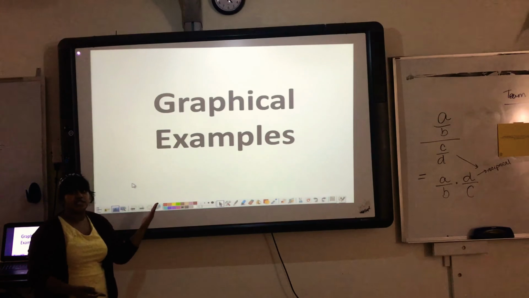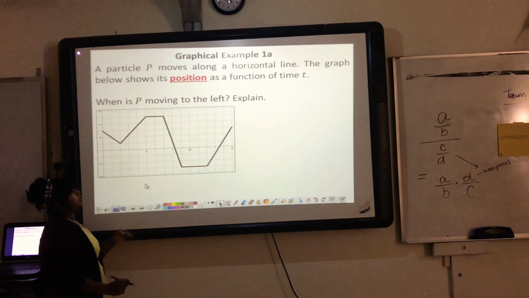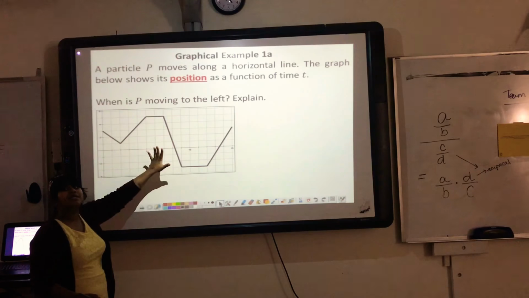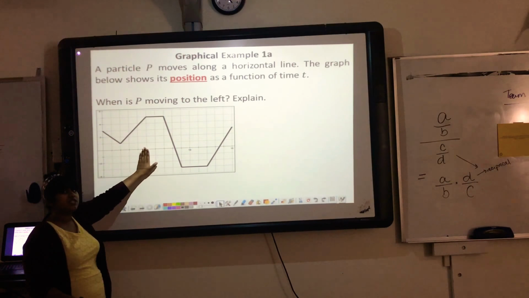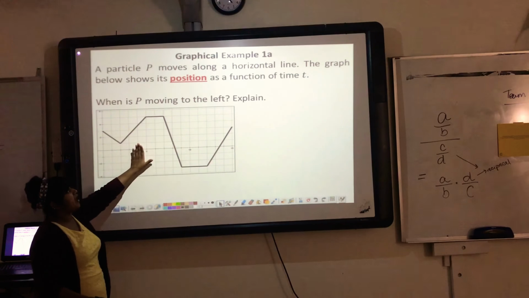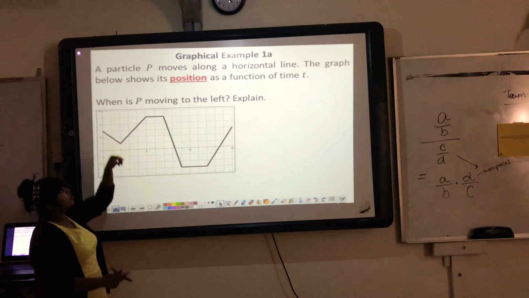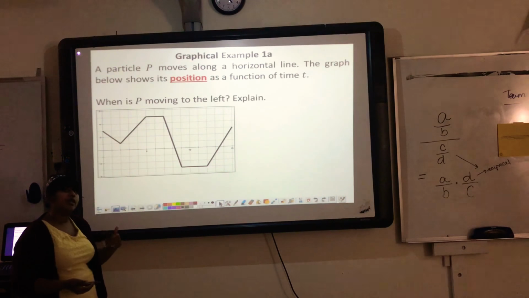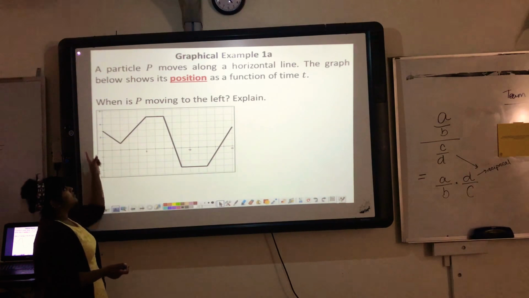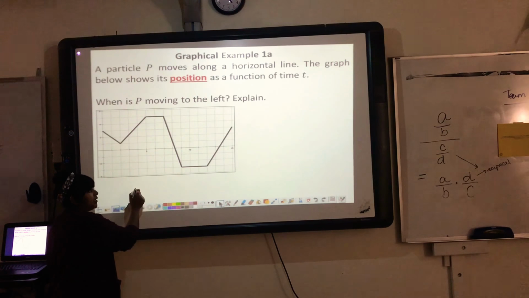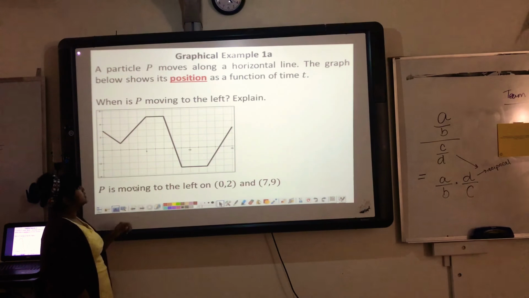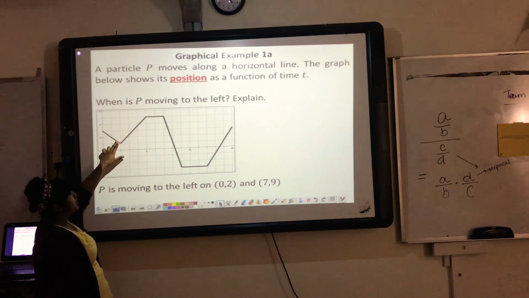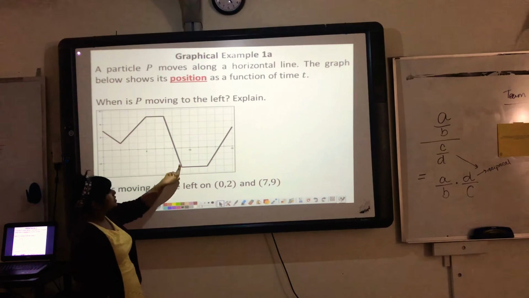Some graphical examples, you've seen these before, so let's run through them very quickly. Right now, this is the graph of my position. So this is s of t or x of t. And it wants to know, when is P moving to the left, and why do we know that it's moving to the left? Well, if this is the graph of my position, then it must be moving to the left from 0 to 2 and from 7 to 9.